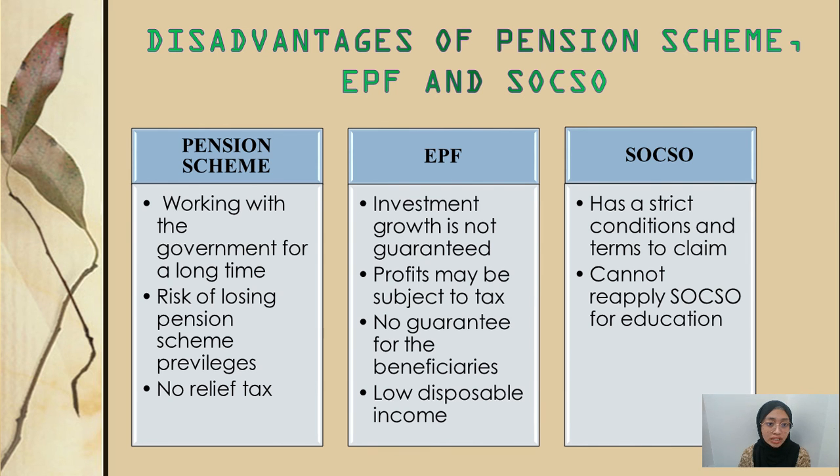The last one is low disposable income. As part of the gross salary is deducted for employees provident fund contributions, this scheme has a lower net salary than the pension scheme.